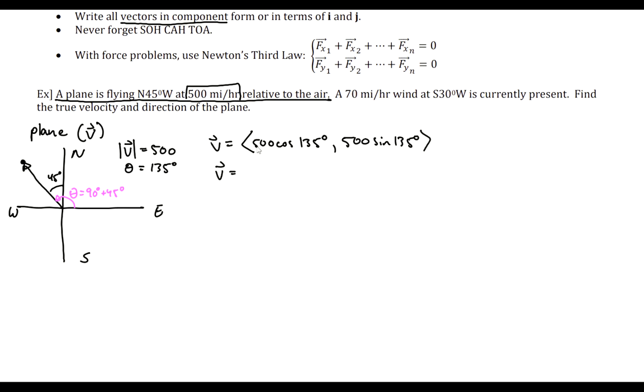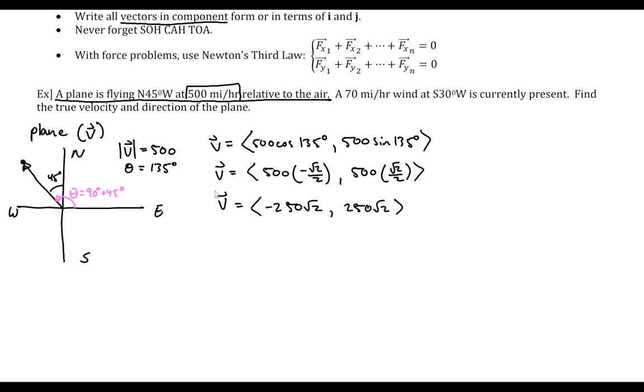So we've got 500 times cosine of 135, which is negative radical 2 over 2. Then we have 500 times sine of 135, which is positive radical 2 over 2. And then we'll simplify it. We've got negative 250 radical 2, comma, 250 radical 2. All right, so that's our vector for the plane. I'm going to just cloud it. And now we're going to do the one with the wind.